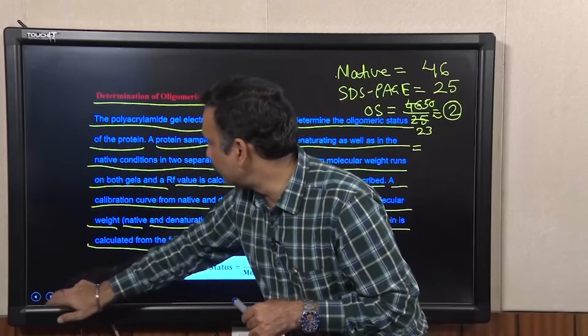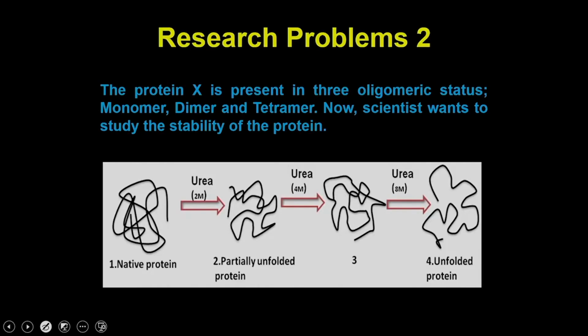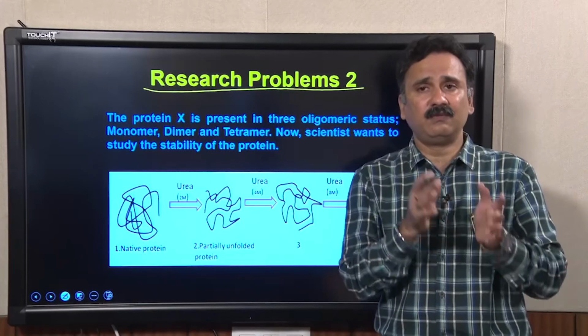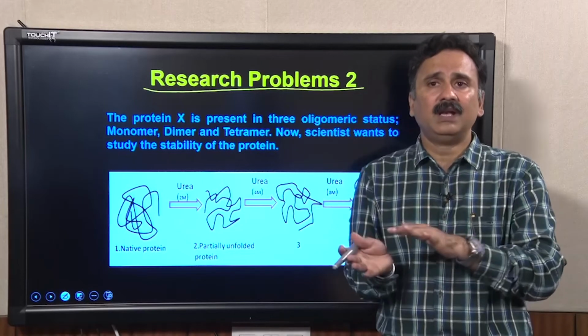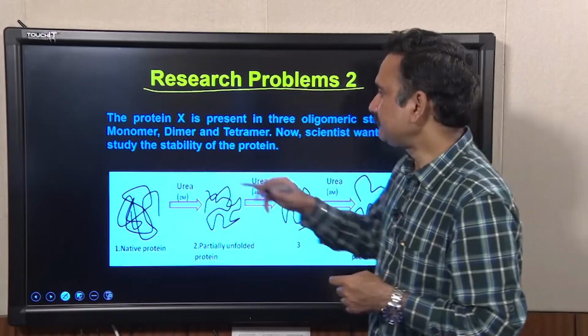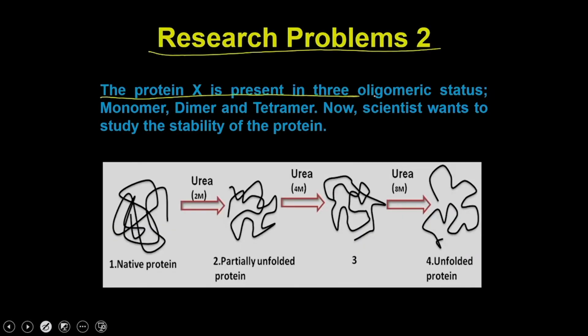Now, let us move on to the next problem. The next problem is the research problem which we have discussed before also. If you remember, when we were discussing gel filtration chromatography, we took the same problem, and now I am going to take the same problem, but instead of using gel filtration chromatography, I am going to use electrophoresis. The protein X is present in three oligomeric states: monomer, dimer and tetramer.